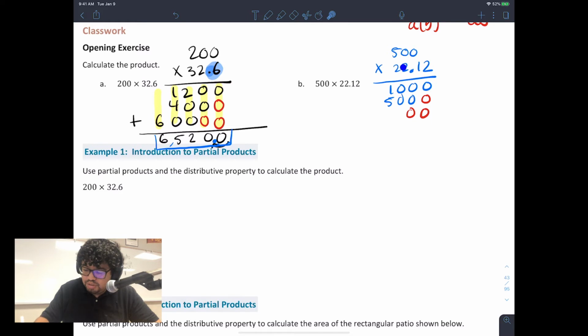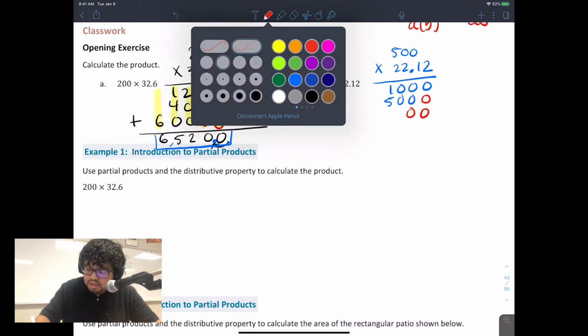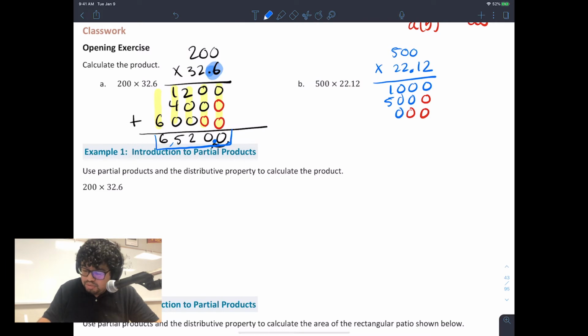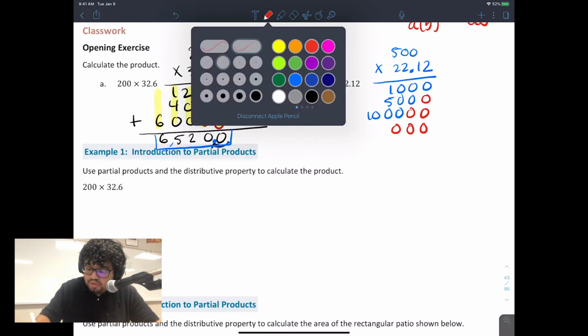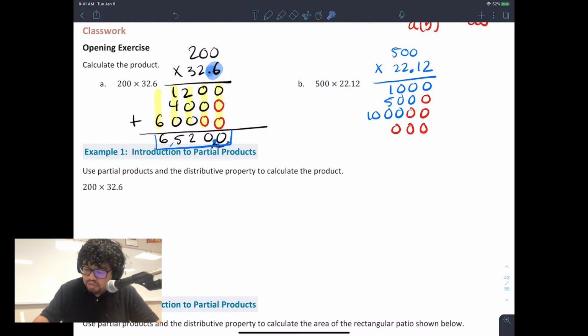So 2 times 0, 2 times 0, 2 times 5. Okay, so then I'm going to multiply 2 times 0 is 0, 2 times 0 is 0, 2 times 5 is 10. Okay, so now I need to multiply with one additional number. So now I need 3 placeholders. Okay, there we are. Now I'm going to work with the last 2.